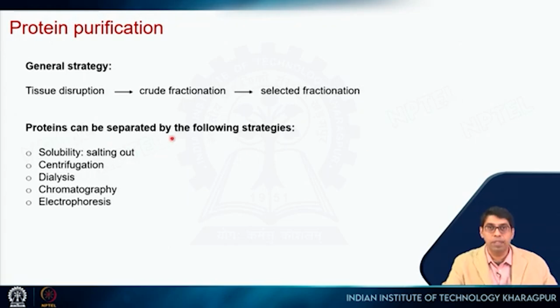Proteins can be separated by using the following strategies. Solubility of the protein can be used. This is called salting out. We can use centrifugation, where bigger proteins will precipitate and smaller proteins will remain in solution. We can use dialysis to remove some smaller molecules. We can use chromatography and electrophoresis, right? We have already talked about gel electrophoresis, and this is mostly to identify proteins. We have already seen that in the previous lecture, and we use it to identify the purified protein, whether we have a purified protein or not.